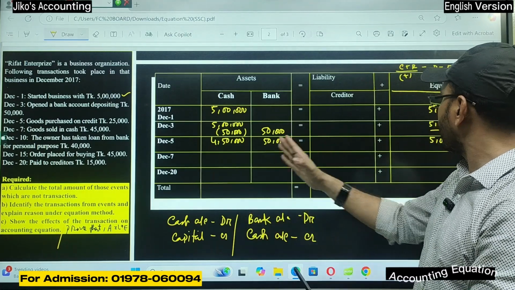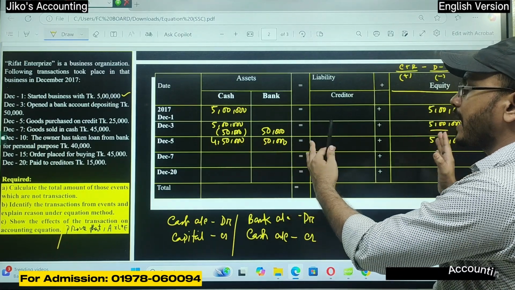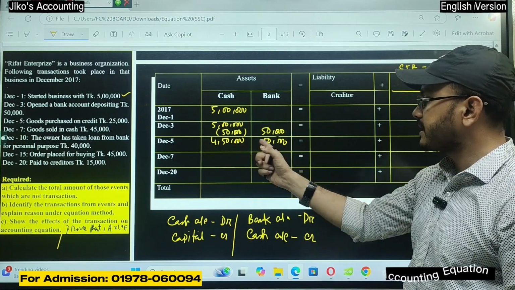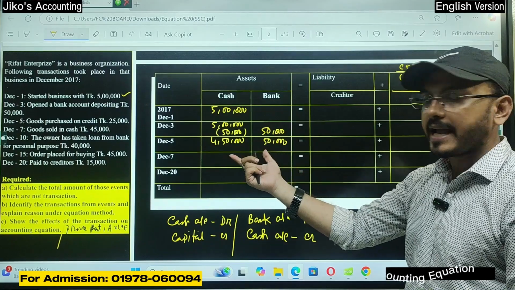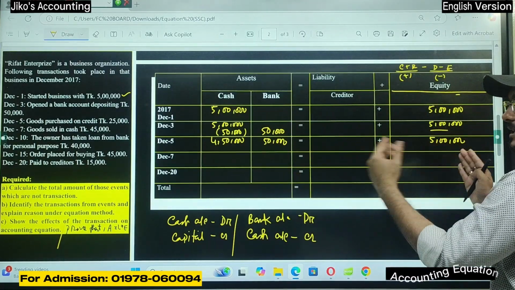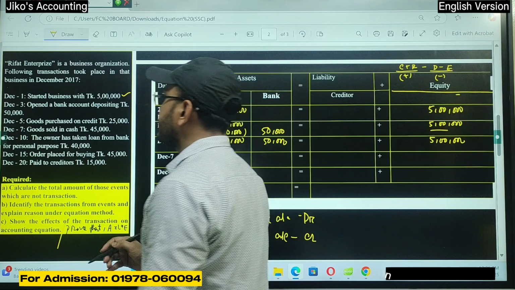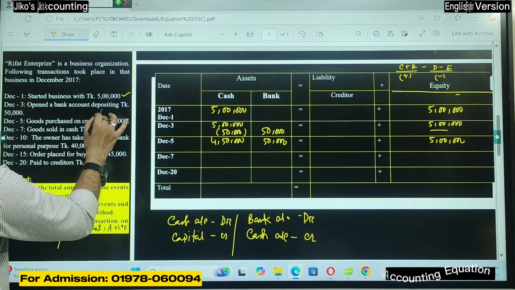While doing this math, try to match both balances at the time. You can see 4 lakh 50,000 and 50,000. What is my total amount on the asset side? Before, it equals 5 lakh. What is it after? 5 lakh. That means all are equal.